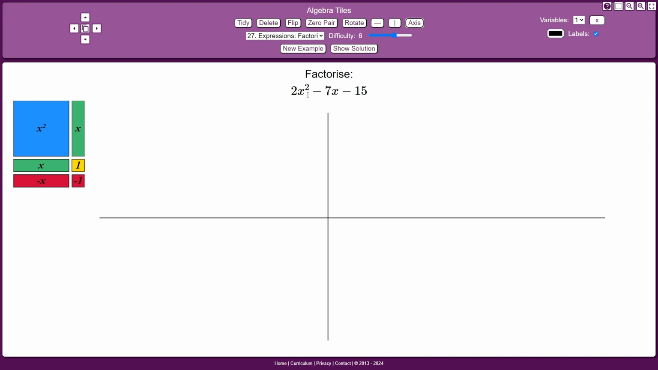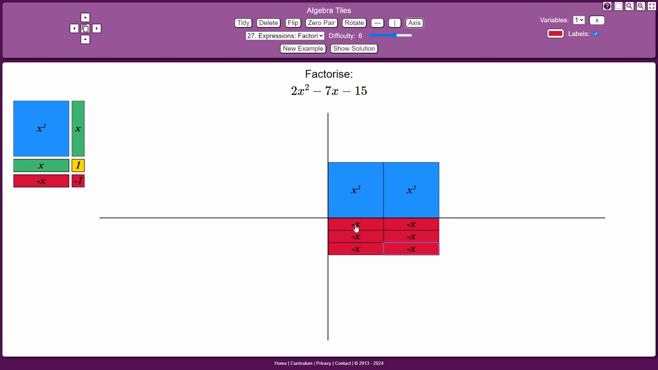So I'm going to start building this expression then. I've got positive 2x squared, so they have to go in the positive quadrant. And then everything else is negative, negative 7x and negative 15. So I'm just going to grab 7x and chuck them in a negative quadrant for now, in any order, and my negative 15 as well. So 1, 2, 3, 4, 5, 6, 7, 8, 9, 10, 11, 12, 13, 14, 15.